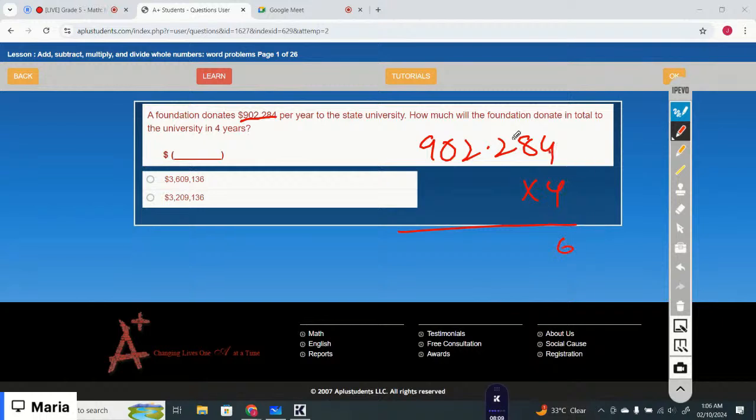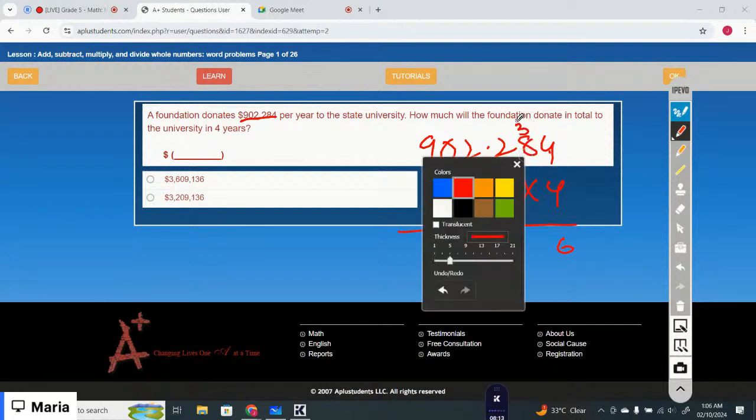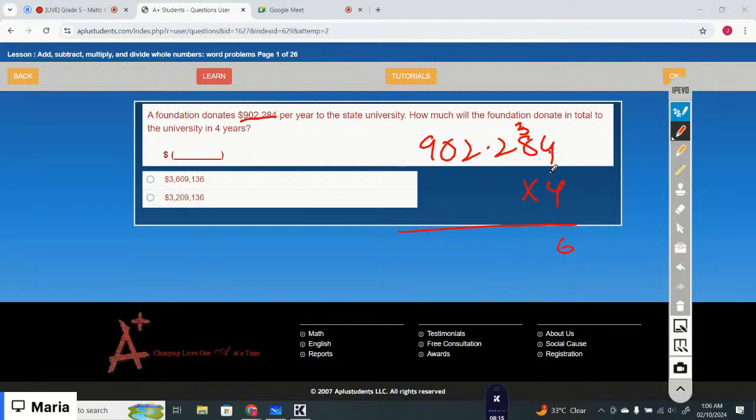4 times 4 is 16, 1 carry. 4 times 8 is 32 and 1, 33, 3 carry. 4 times 2 is 8, 9, 10, 11, 1 here and 1 carry. 4 times 2 is 8 and 1, 9. 4 times 0 is 0. 4 times 9 is 36. So that is 3,609,136. That's option number 1.